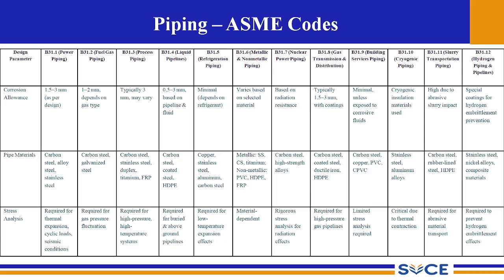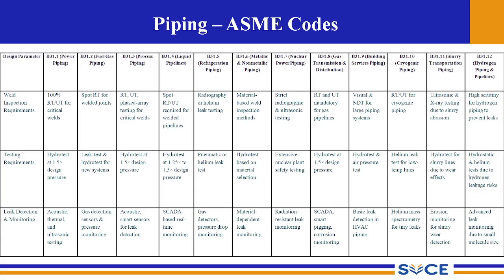Then the corrosion allowance for the B31.12 hydrogen piping and pipelines, we require some special coatings for hydrogen embrittlement prevention, and the pipe materials are stainless steel, nickel alloys and composite materials, and the stress analysis is provided to prevent the hydrogen embrittlement effects.